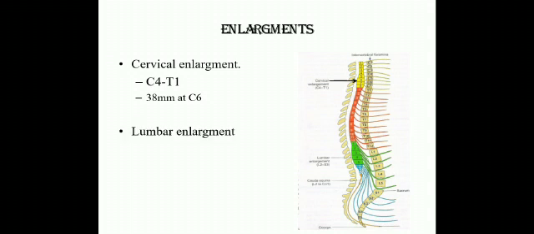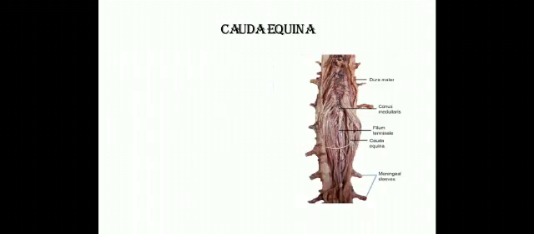The lumbar enlargement for the muscles of lower limb, it extends from the L2 to S3 segments. Its maximum diameter is 35 millimeter at the level of S1 segment. So, here we can make out the cervical enlargement and the lumbar enlargement. Cauda equina.